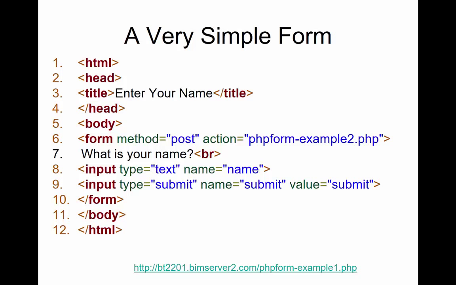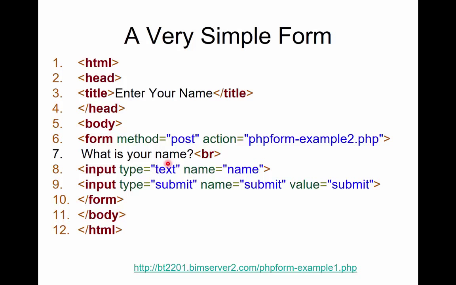Line 8. Yeah. So what type of input is it? Text. Yeah, and what do we call it internally? Name. Okay. And now we know, because we use the method post and the name is name, that at the receiving file, whatever the user enters will be stored in $_POST['name']. So whatever the user enters will be available there.